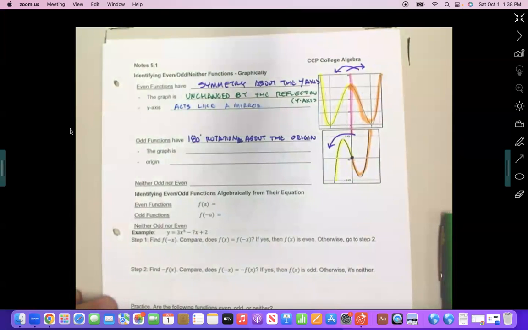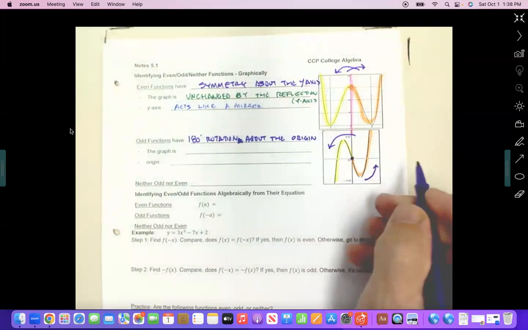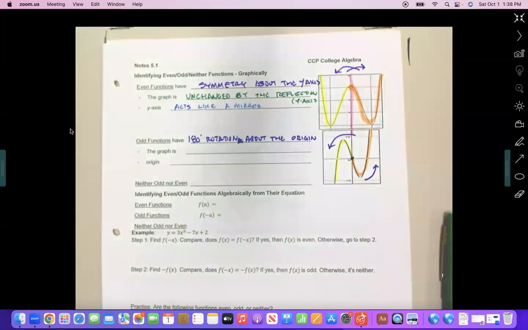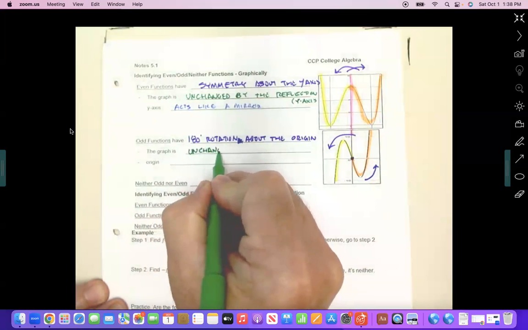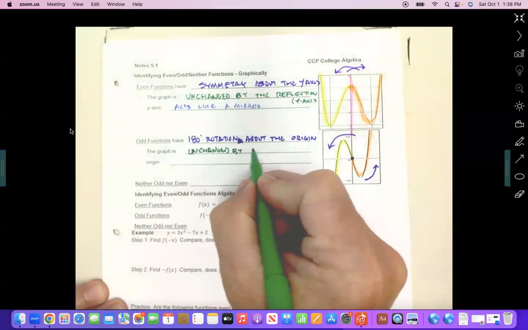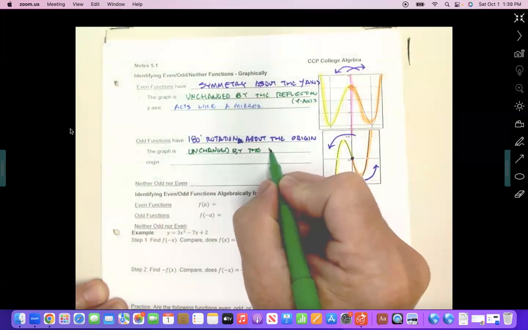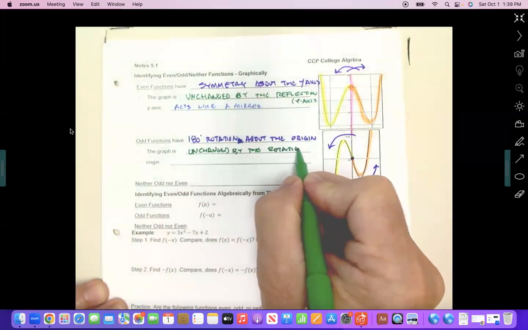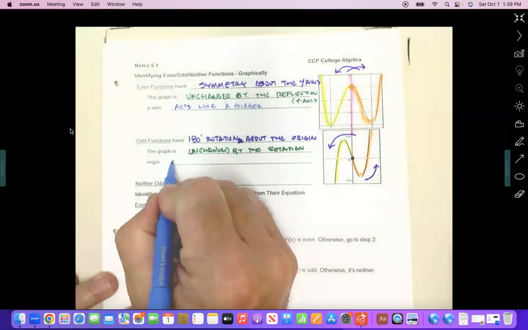And likewise, this part that I've just highlighted yellow, if it were to rotate 180 degrees, it would be matched by the orange. In other words, the graph is unchanged by the rotation. You cannot tell a difference between the graph when we rotate it 180 degrees or not. And in this case, the origin is going to act like a center of the rotation.